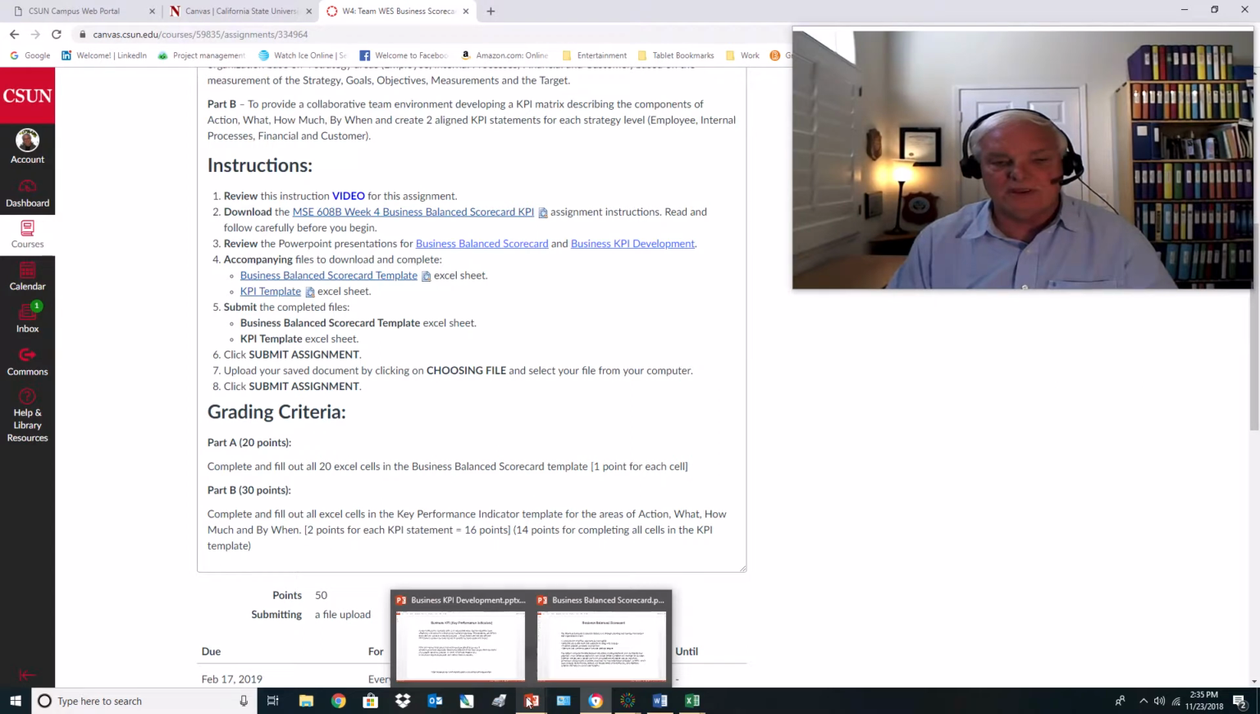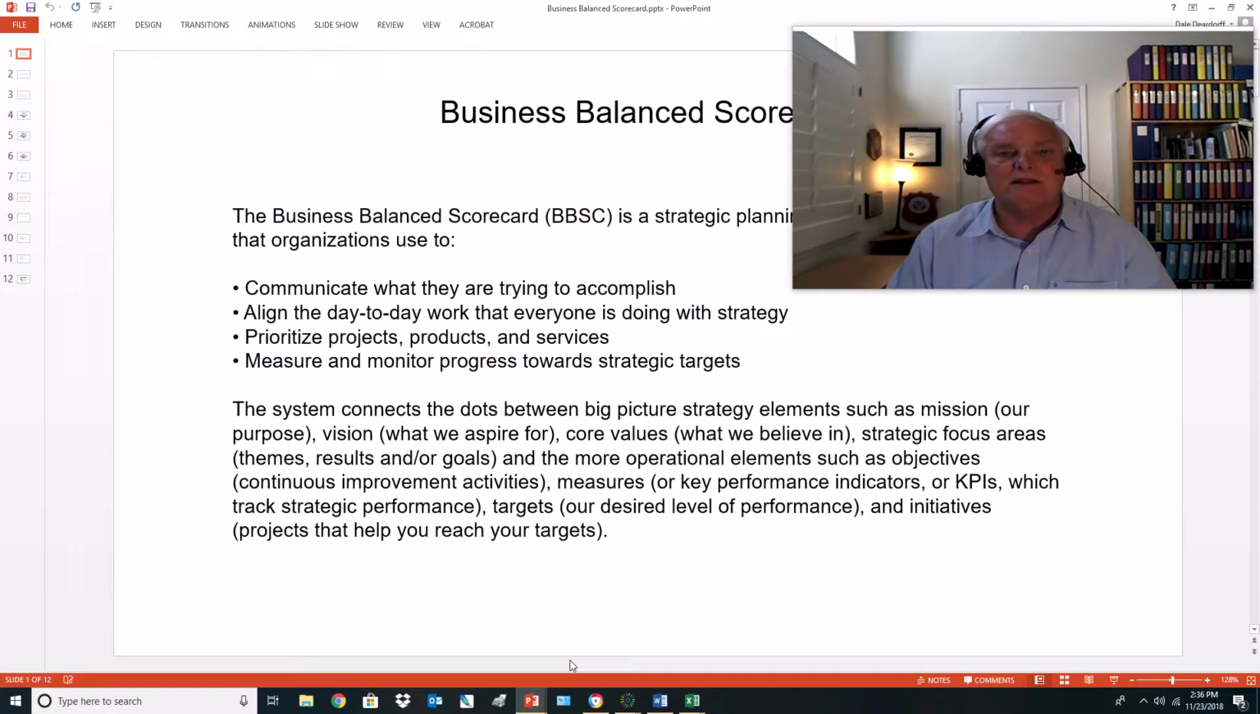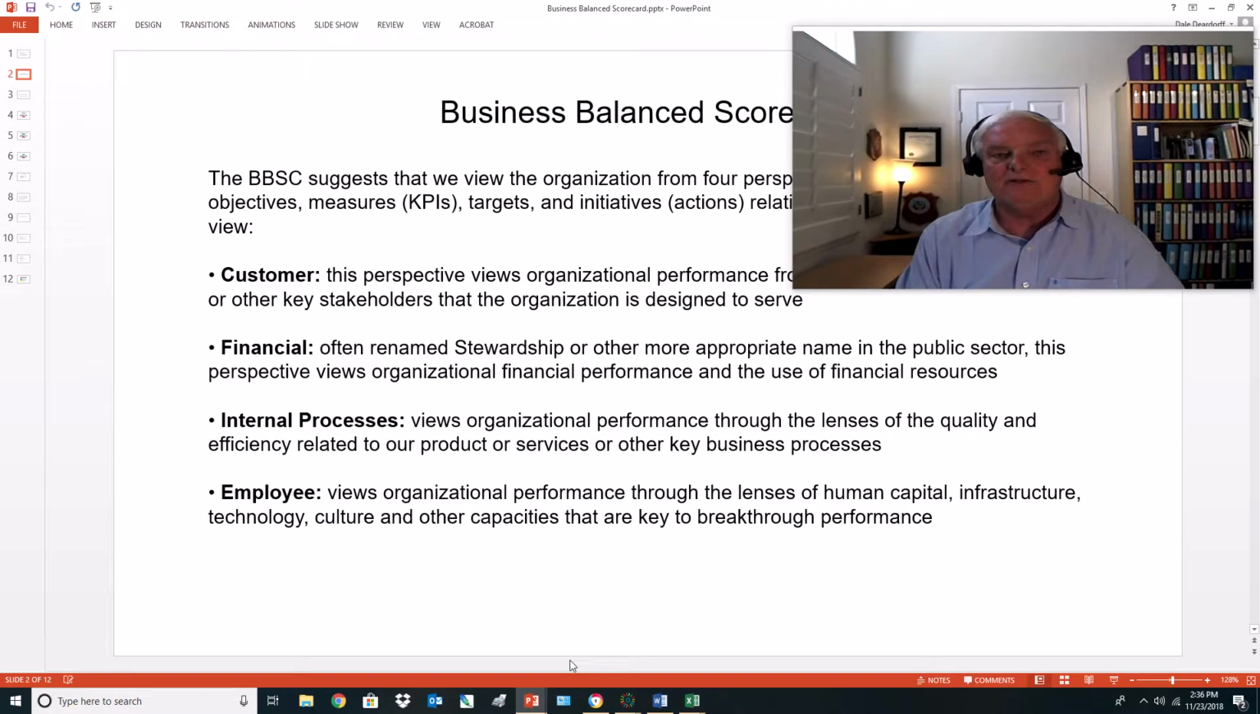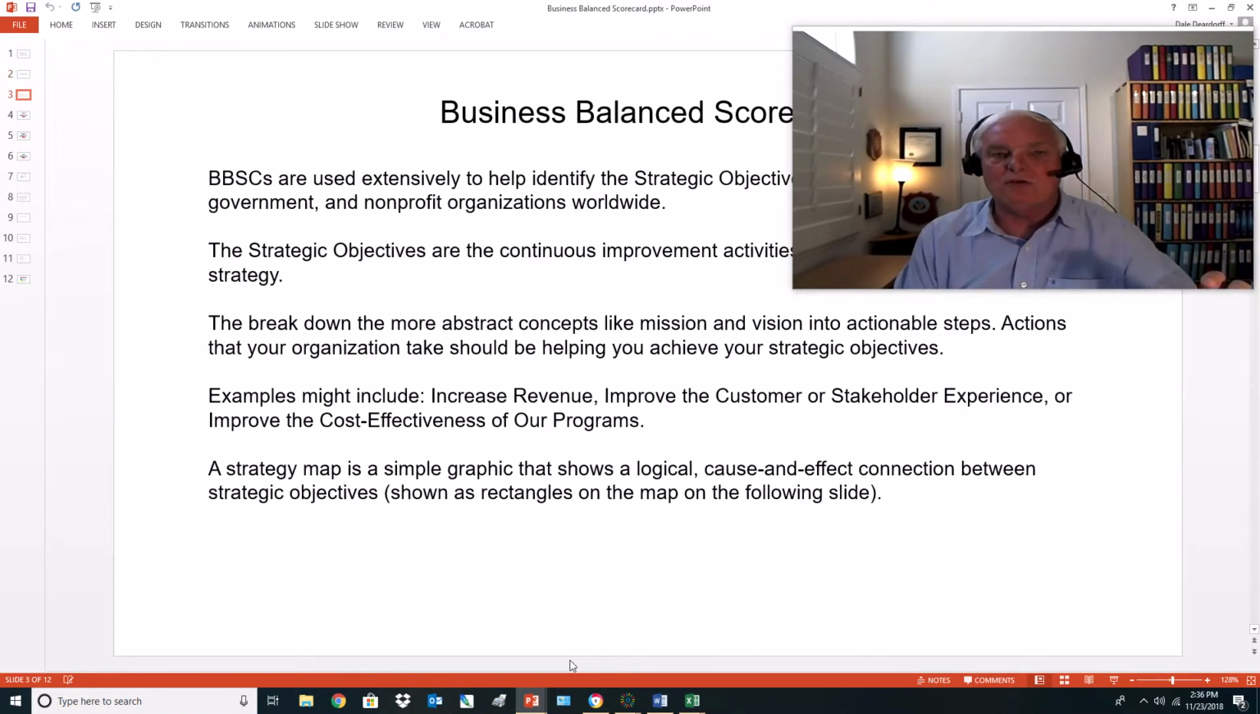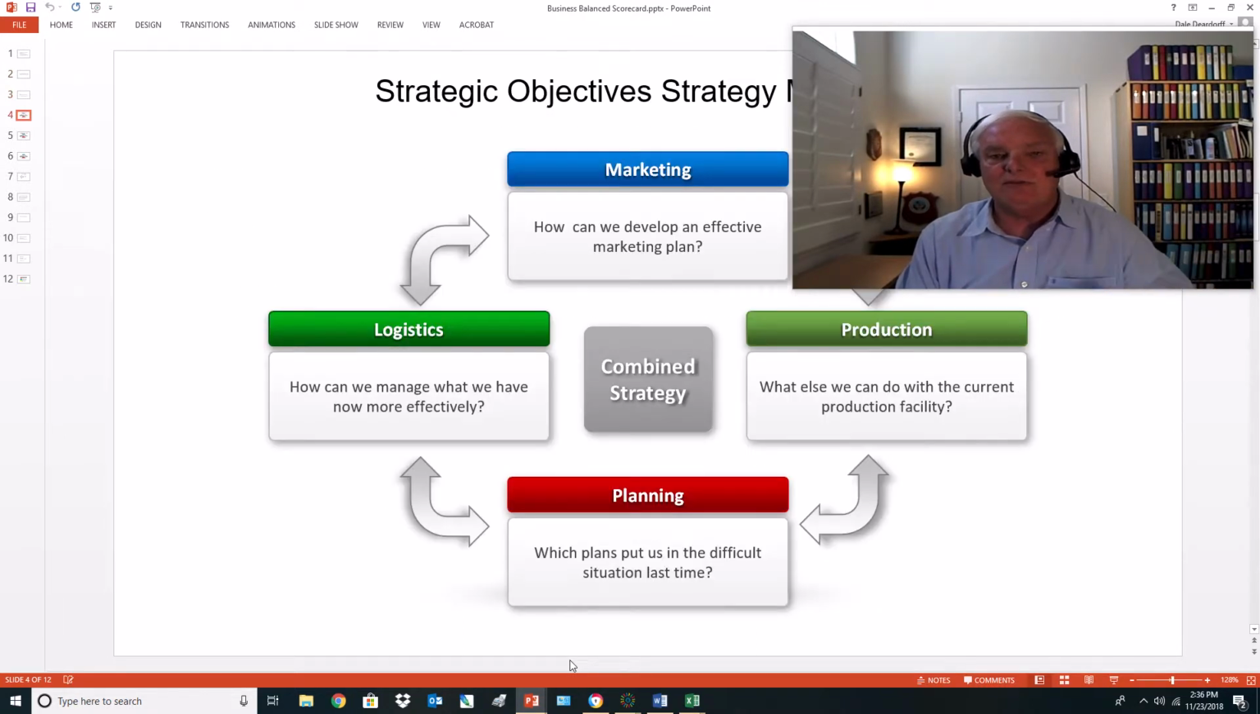So let's go ahead and just take a peek at the first one, which is the balanced scorecard one. We give you information on what a balanced scorecard is, a business balanced scorecard, why it's there, the customer, financial, internal processes, and employee major areas that we talked about. We show you how they're aligned. We give you information on what a strategy would look like if we were integrating these together. So you start looking at an interconnected strategy, what that would look like.